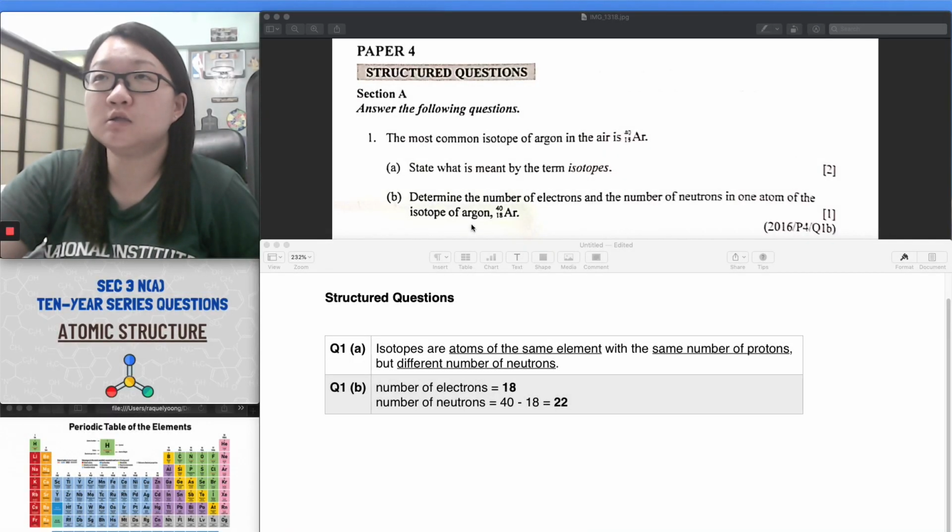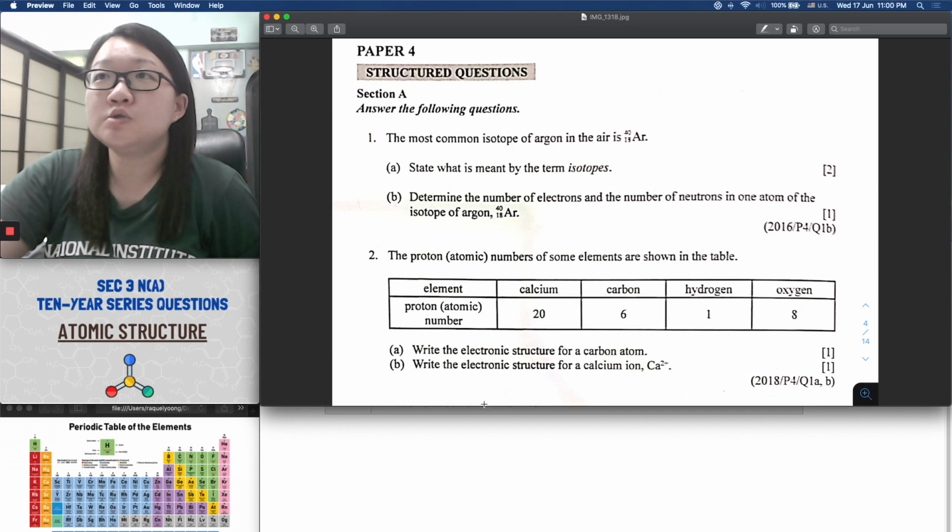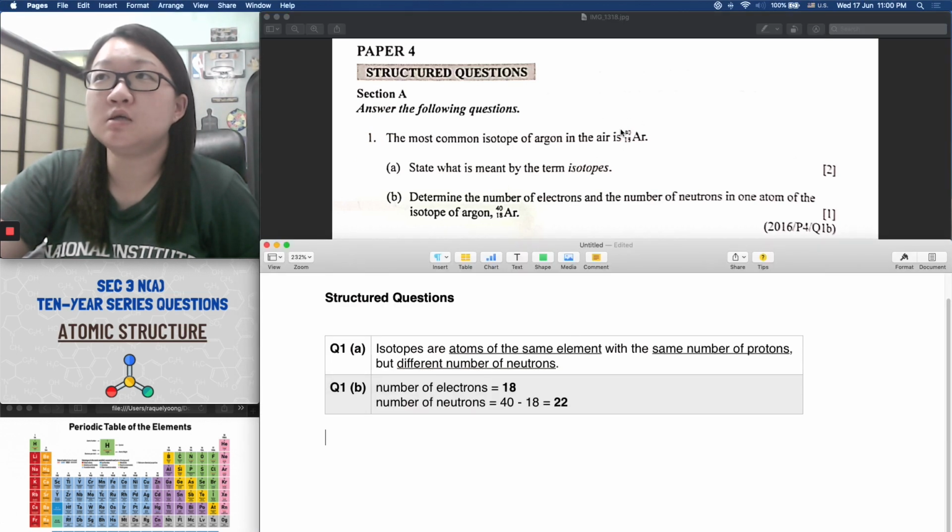Let's have a look at the structured questions. Question 1. The most common isotope of argon in the air is the following. Part A, state what is meant by the term isotopes. So this part is just asking you for the definition, which we have talked about in the MCQ.